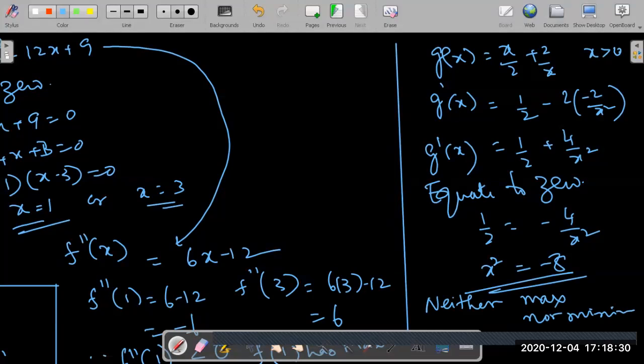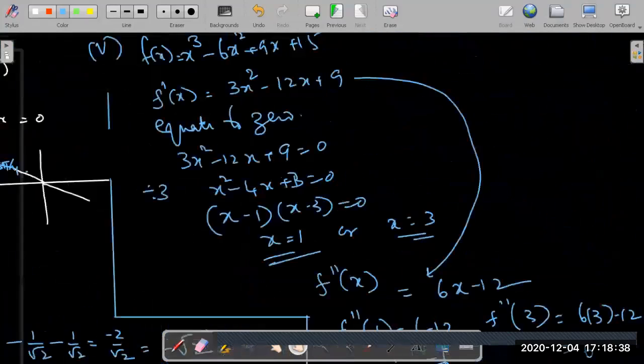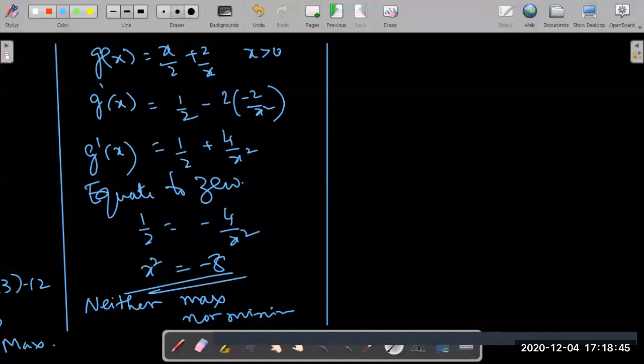Okay. So then the next value is g of x is 1 divided by x squared plus 2.